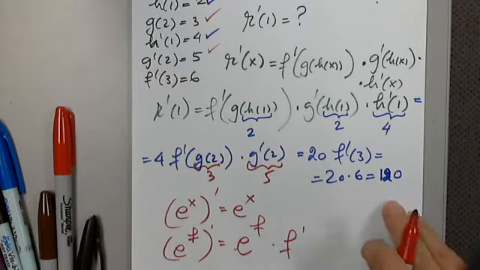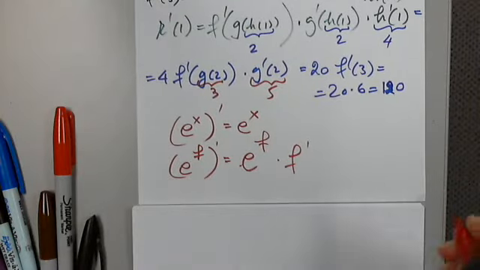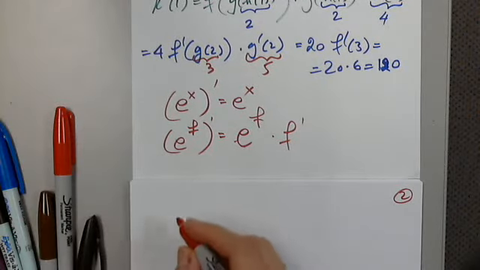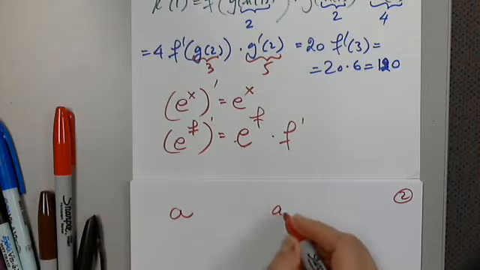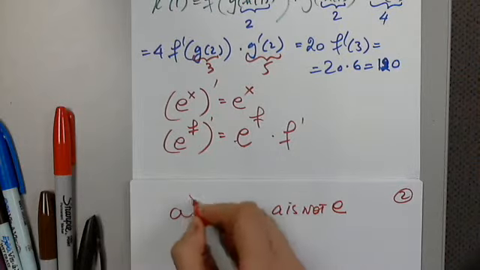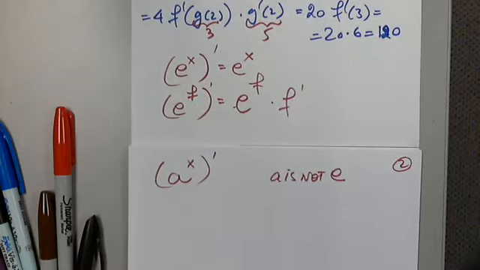Very good. Perfect. Now, here's my next question. What if I have any other number but e? So I'm going to say a. A is not e. a to the x power, and I want to differentiate this. So that's my question now.